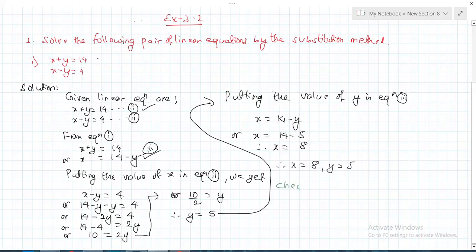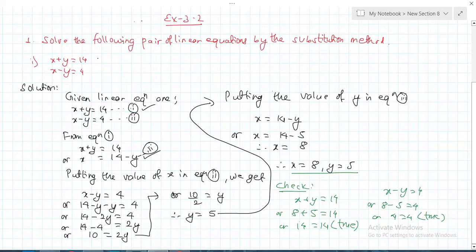Check. We are given equation first, x plus y is equal to 14. Is it true or not? Let us put the values x is equal to 8, y is equal to 5. 8 plus 5 is 13... 14 is equal to 14. This is true. That is right. Let us take the other also, x minus y is equal to 4. x is 8 minus 5 is 4. That is also true. This is the answer which we got here: x is equal to 8 and y is equal to 5. This is the correct answer.